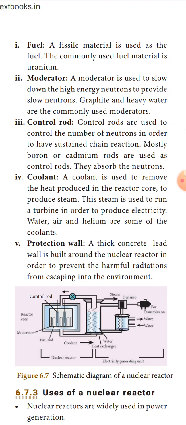Number 5, protection wall. A thick concrete lead wall is built around the nuclear reactor in order to prevent the harmful radiations from escaping into the environment.